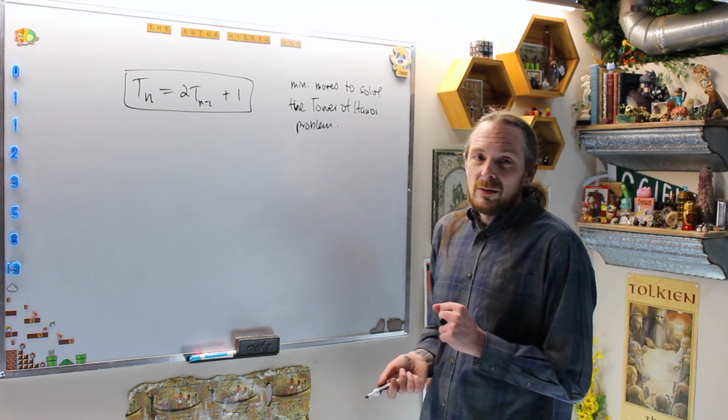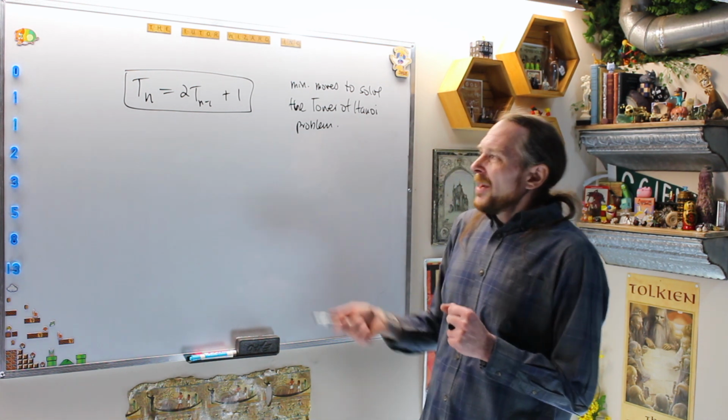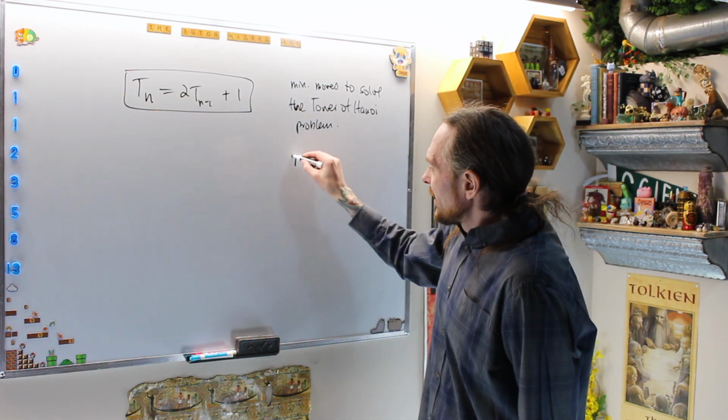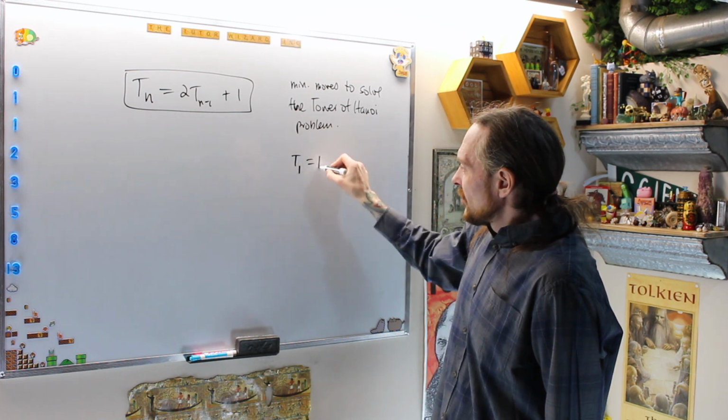We now want to find a closed form for that. What does that mean, closed form? This means that if I want to know what T1 is, it's 1.